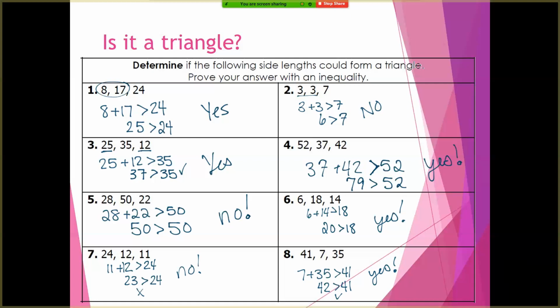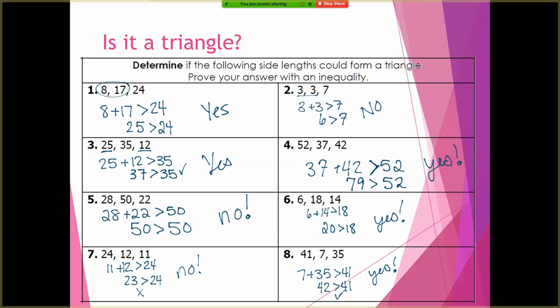Question 6, I'm going to add 6 and 14 together, get 20. 20 is greater than the longest side, 18, so that does form a triangle. Question number 7, I'm going to add the two shorter sides together. 12 plus 11 is 23. That is not greater than the third side, which is 24, so that does not form a triangle.